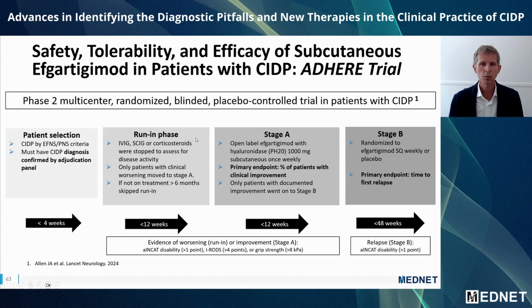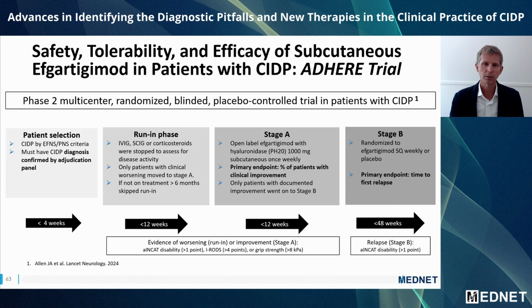So one FcRn receptor inhibitor, efgartigimod, was recently studied in the ADHERE study, published a couple of years ago. This was a large randomized placebo-controlled trial with a number of different phases, where patients were first required to go through an adjudication process to make sure the diagnosis was quite likely. Patients on standard therapies like IVIG or steroids were then asked to suspend those therapies in a run-in phase. The idea was to see if patients had active disease.